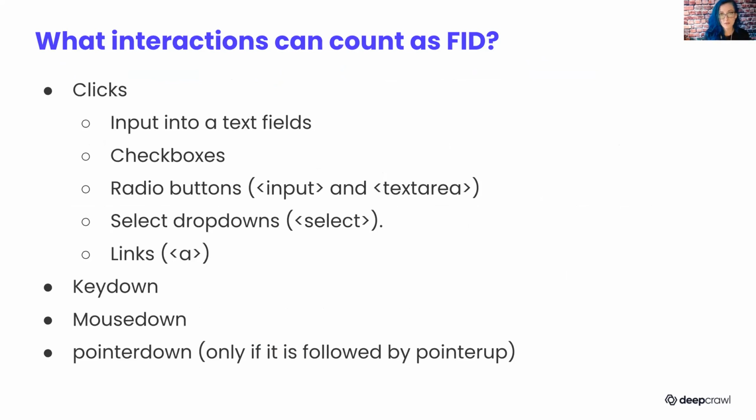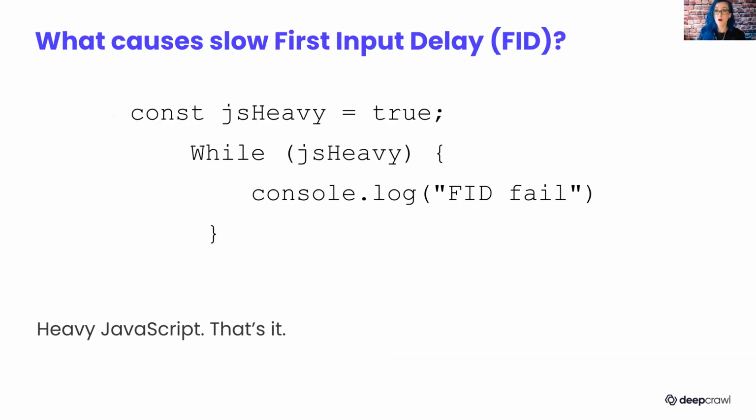So what interactions could count as a first input delay? Clicks, of course, inputting text into fields, check boxes, radio buttons, links, drop downs. Also key down, key up, mouse down, and pointer down, with a caveat to it. These are all ways that I can interact with a page and also be stuck waiting for a bunch of scripts to execute before the browser can respond to what I've asked for. So what causes a slow first input delay? JavaScript. That's it. It is always, without fail, the amount of scripts that you are shipping.